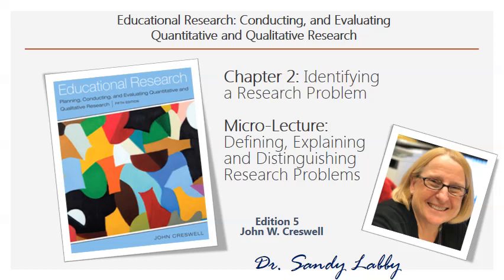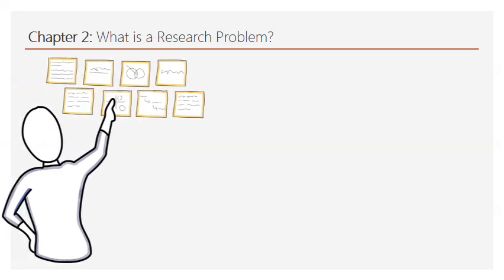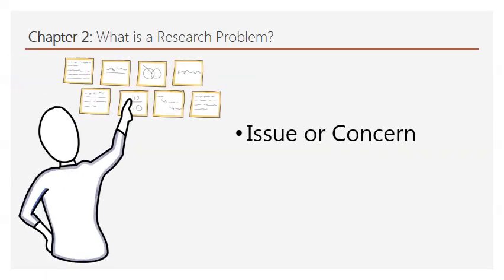So right now what we're going to do is take a look at Chapter 2, Identifying a Research Problem. And while this may sound simple, it is really a very challenging aspect of conducting research. So, what exactly is a research problem? Research problems are those issues or concerns that are present in our society that justify our need to conduct a study.